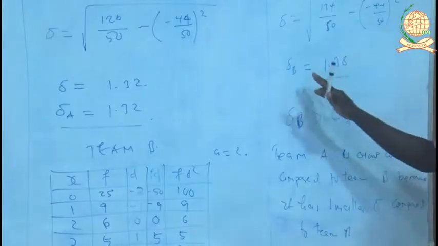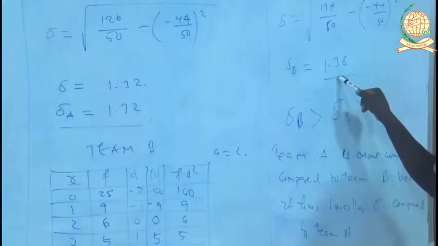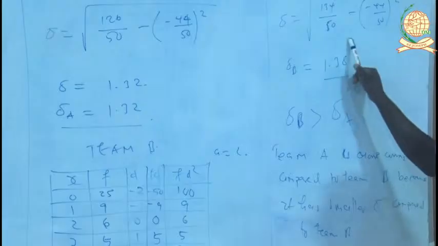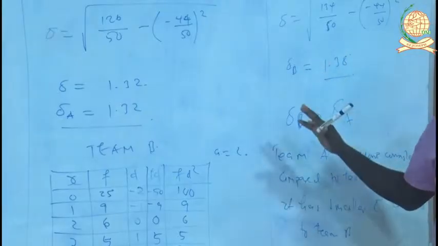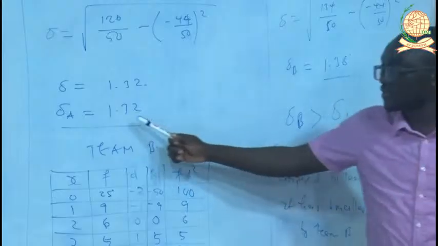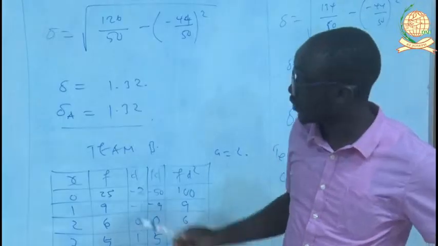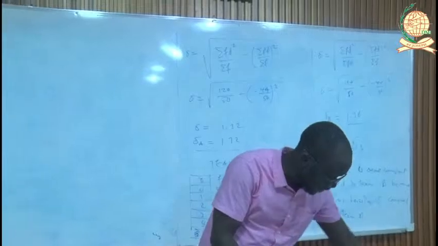So this means the standard deviation for B is greater, which means its results after matches deviated much from the mean compared to this one, which deviated very little compared to B. So this one is more consistent compared to B. Then we are going to part B.